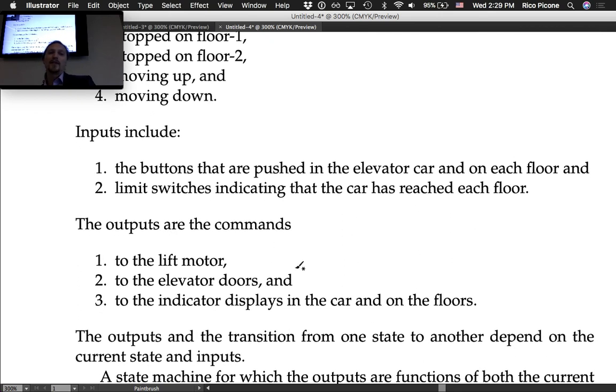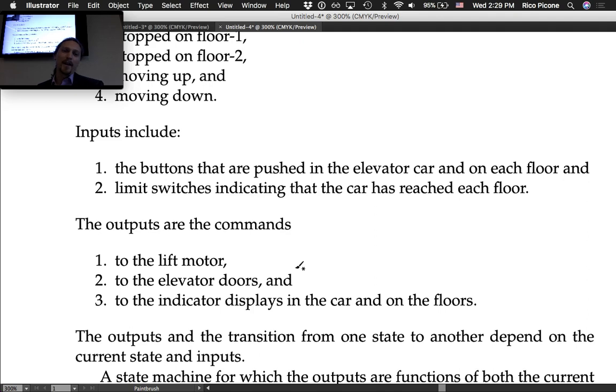The outputs are the commands. So we are saying we're the control algorithm. We're taking the perspective of the control algorithm. The inputs are coming in. Given those inputs, given our current state, we're going up and this button is pressed, what do we do? So these are the outputs. This is what we're going to do. This is what the control algorithm does.